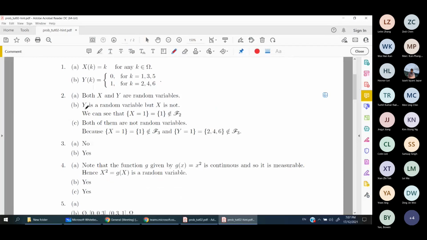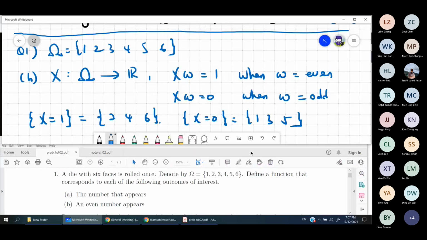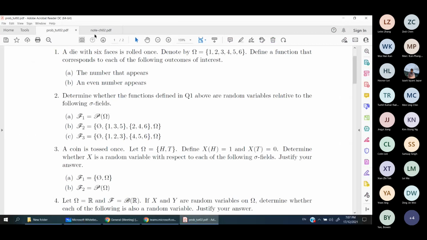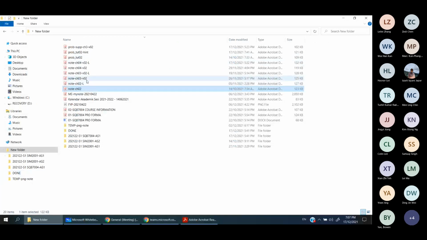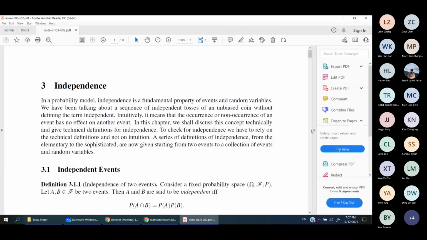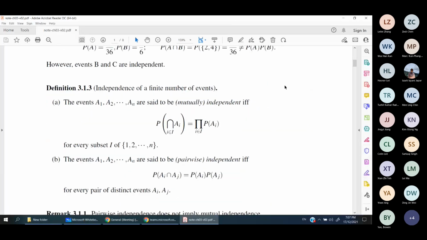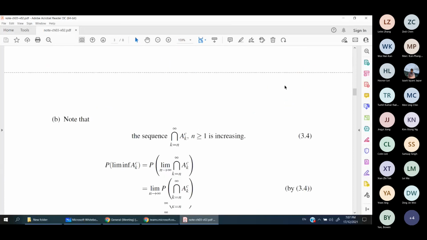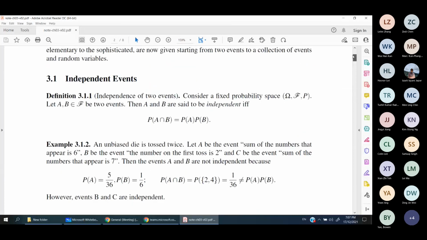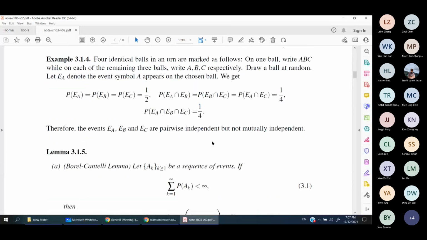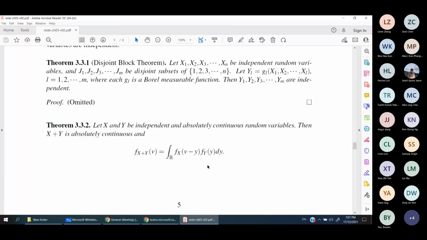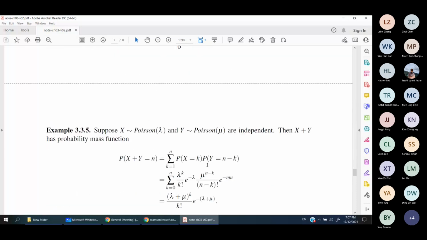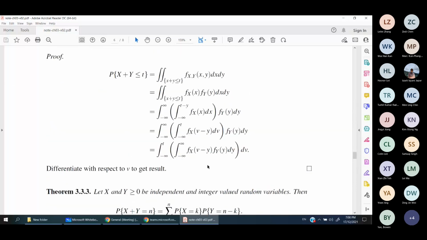Then we continue to chapter 3. Okay, in chapter 3, this is what we have discussed. I think we stopped at these 2 formulas, right?